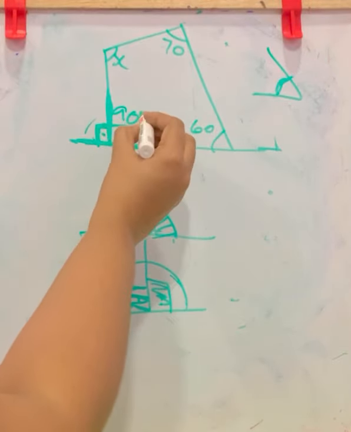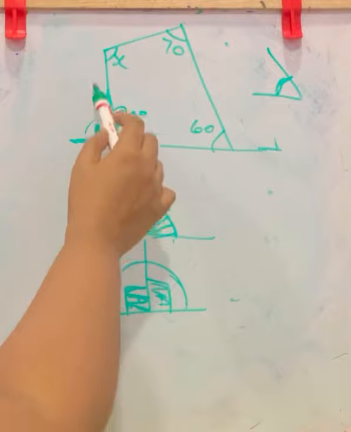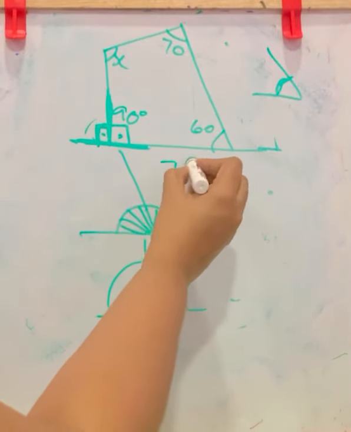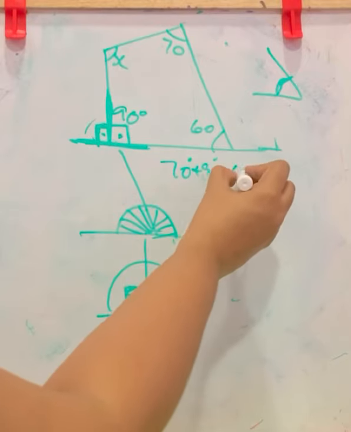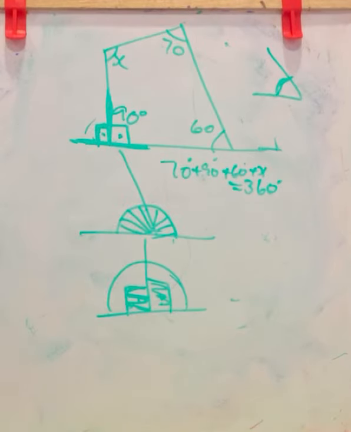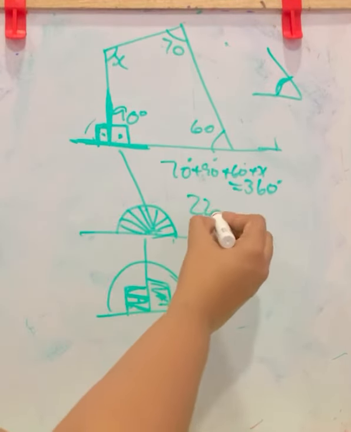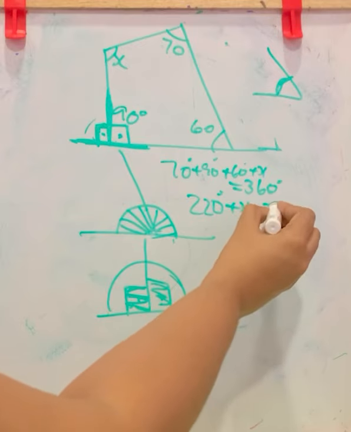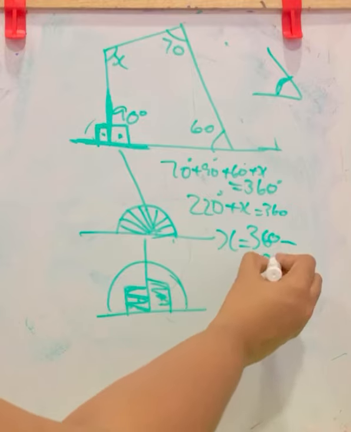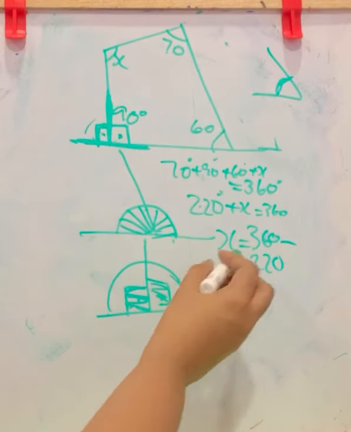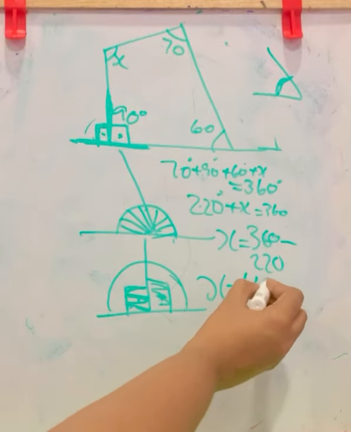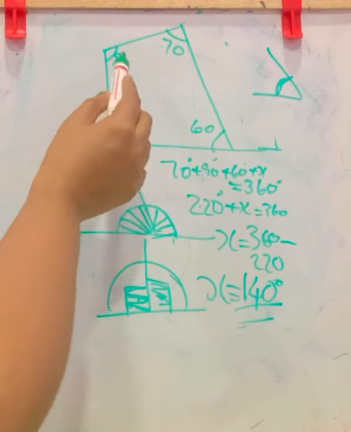Here this is 90. Now we know the angle sum, the interior of quadrilateral is 360. So we can say 70 plus 90 plus 60 plus x is equal to 360. The sum of 70 plus 90 plus 60 is 220 plus x is equal to 360. So x is equal to 360 minus 220. Taking this 220 to RHS, it is minus 220. Then we will get the value of x as 140. 140 degree is the missing angle here.